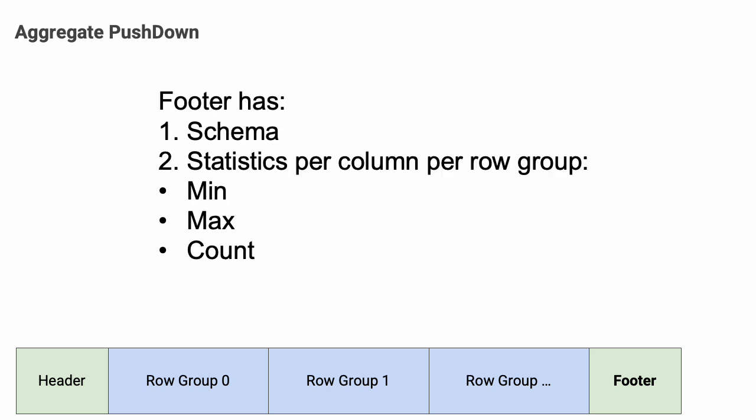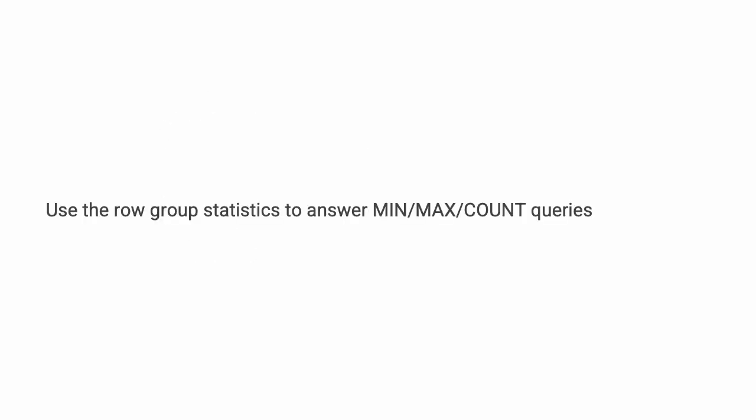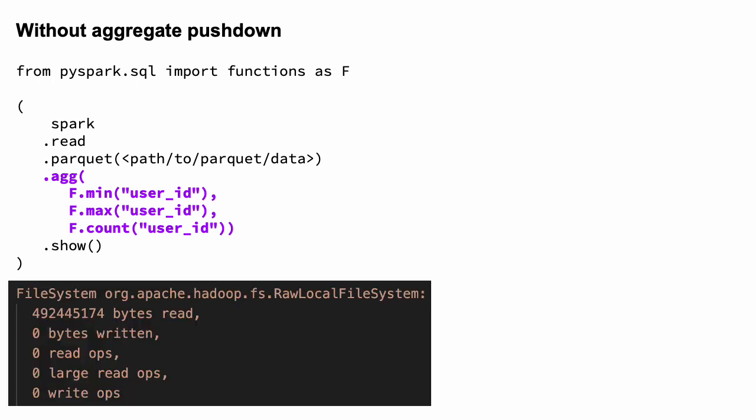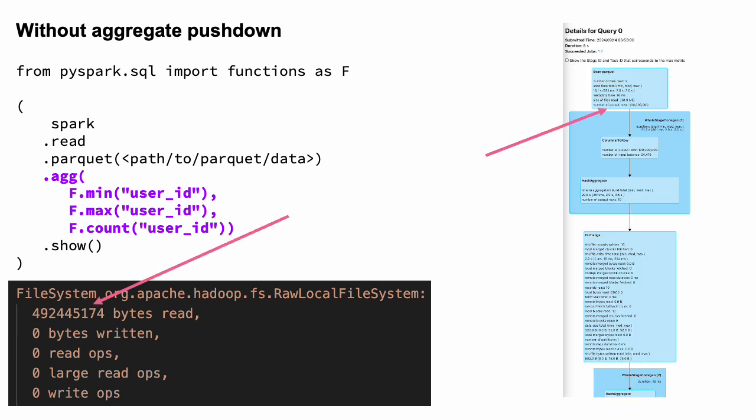So the footer has got statistics, and we can use those row group statistics for each column to answer aggregate queries for min, max, and count. So think of this example where we are trying to get the minimum, maximum, and count of user ID column. By default, what happens, it ends up reading a lot of bytes. More than 450 megabytes of data has been read. It materializes all the 100 million records. Job runs for 8 seconds.